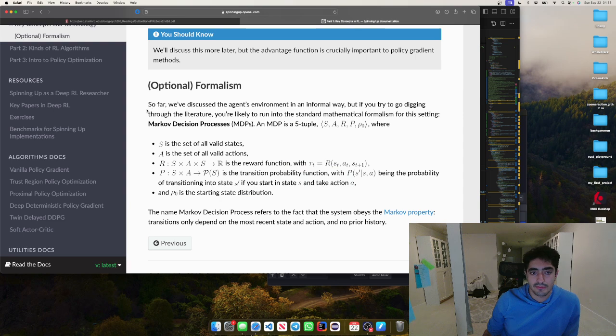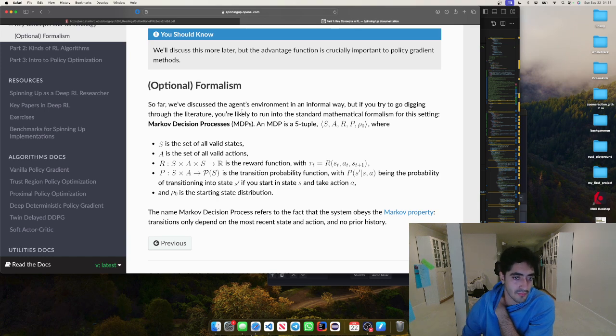So far, Markov decision processes. An MDP is a 5-tuple, where S is the set of all valid states, A is the set of all valid actions, and R is the reward function, with r_t equal to the reward for being in state s, taking action a, and going to the next state s'.